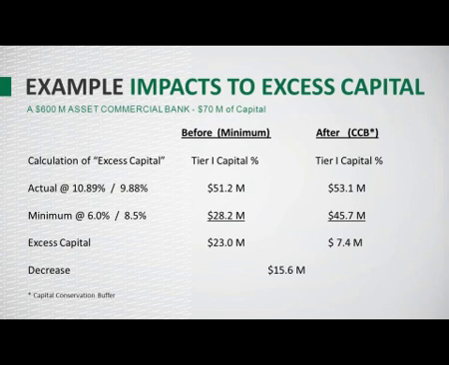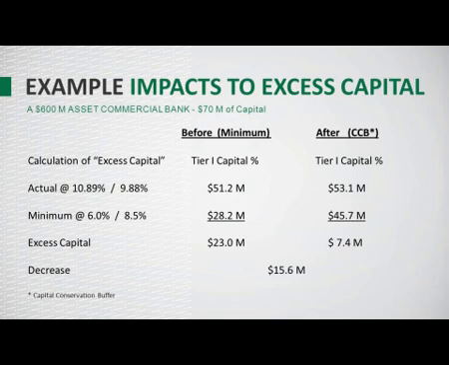The excess capital that they currently have is $23 million, and that's before the rules would be changed. After Basel III is implemented sometime in the future, the capital conservation buffer is increased to 45.7 million. There is a small increase in the actual available capital from 51.2 up to 53.1, and that's the inclusion of the AOCI, accumulated other comprehensive income that we talked about earlier.